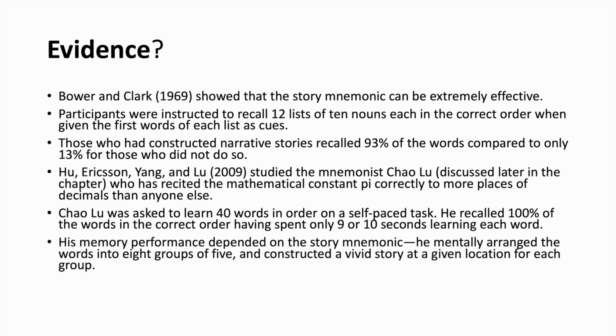He mentally arranged the words into eight groups of 5, constructed a vivid story at each given location for each group. So it was very effective in that case. Okay, so that's the memory unit. In this particular lesson, we've been thinking about tactics to improve memory, and we've been thinking about causes of memory loss, in this case aging and amnesia caused by maybe trauma or an accident.